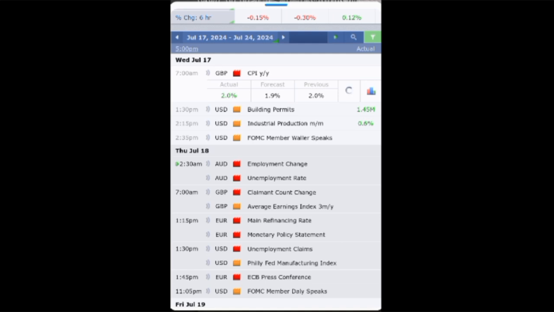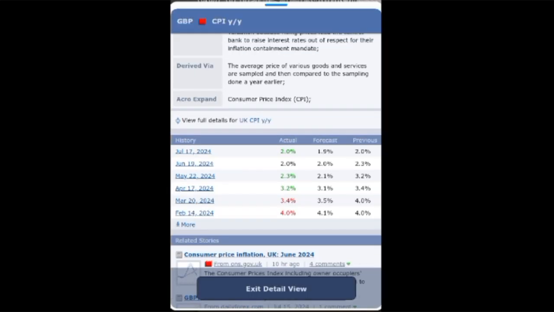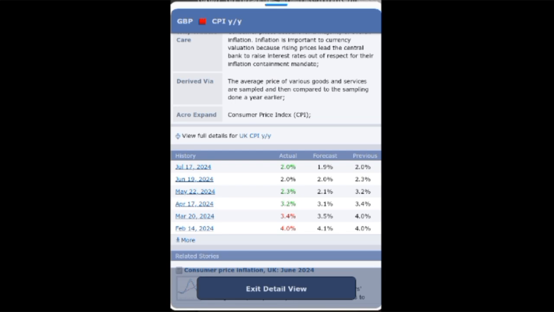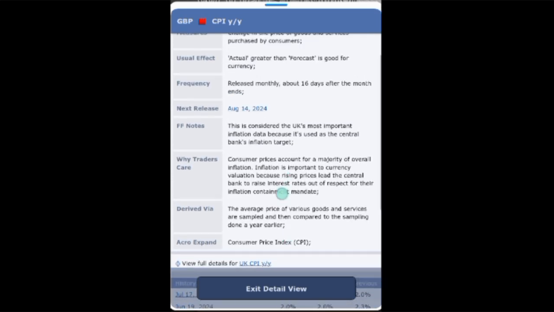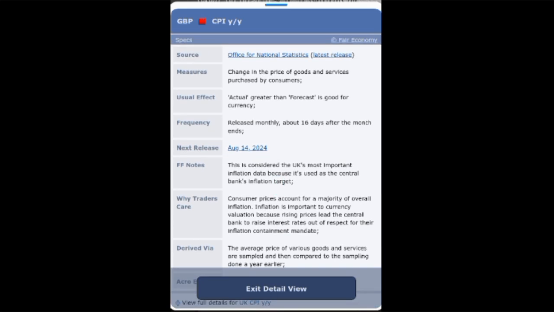I click on the news and check more detail about it. On June 19, the news was neutral because it occurred almost the same way as the previous month. The forecast for this month was 1.9%. When the news actually dropped, it exceeded the forecast. It was 2.0%, which appears to be a positive outcome, higher than expected. Of course, you can see the interpretation of the news right here, the usual effect.